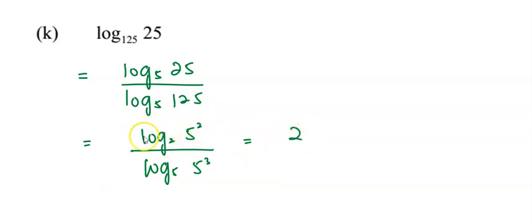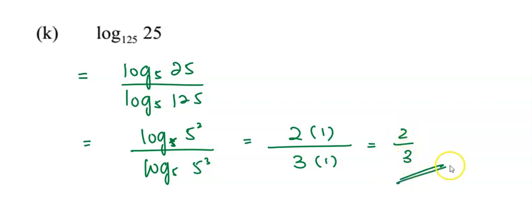You get 2 multiplied by log 5 to the base of 5, and you get 1 over 3 moved to the front and multiplied by log 5 to the base of 5, which is equivalent to 1 as well. Then you have 2 over 3.